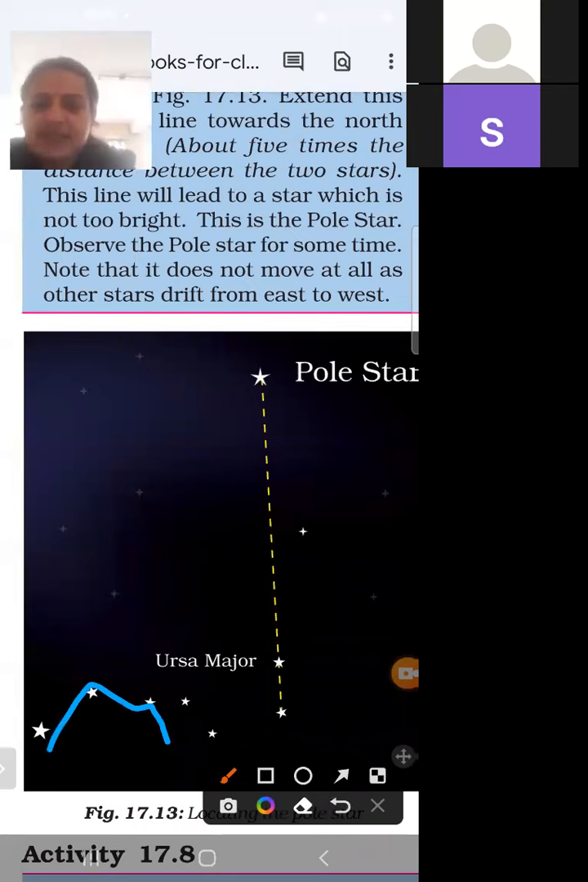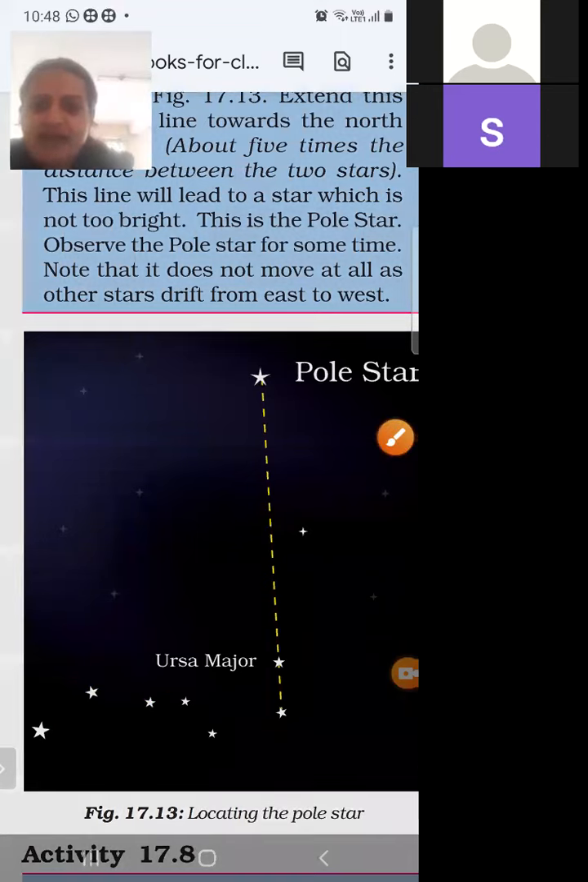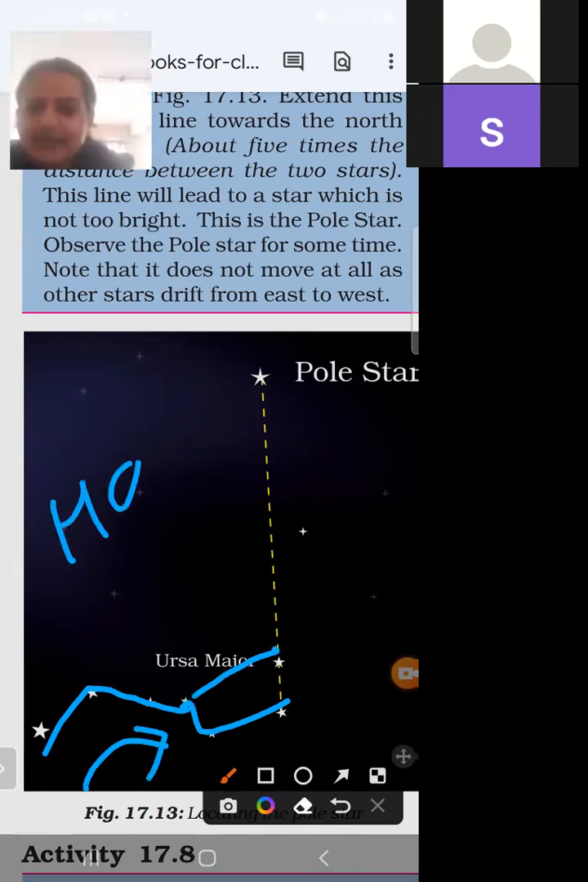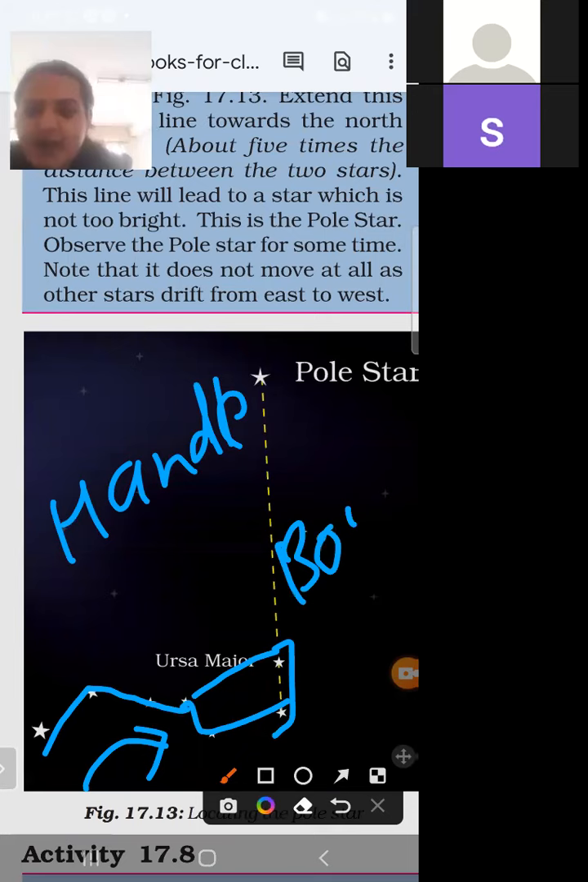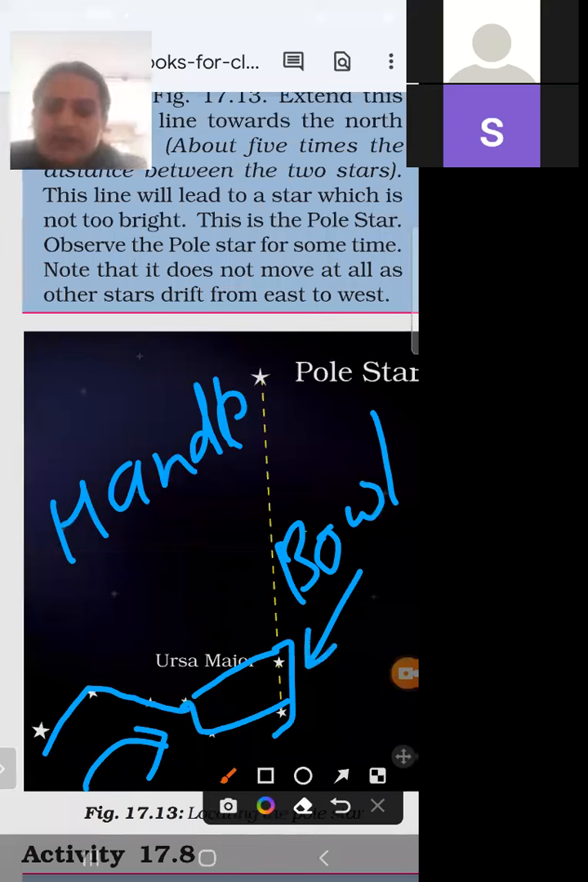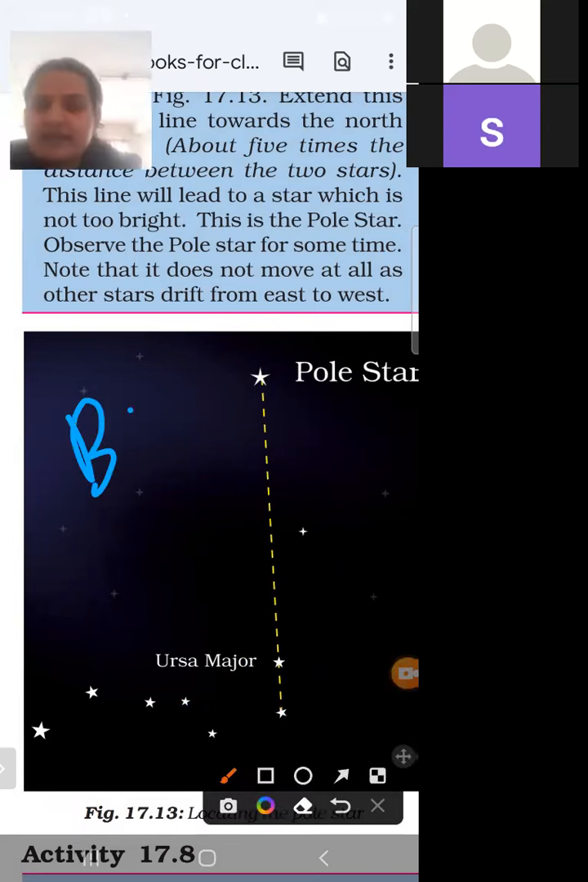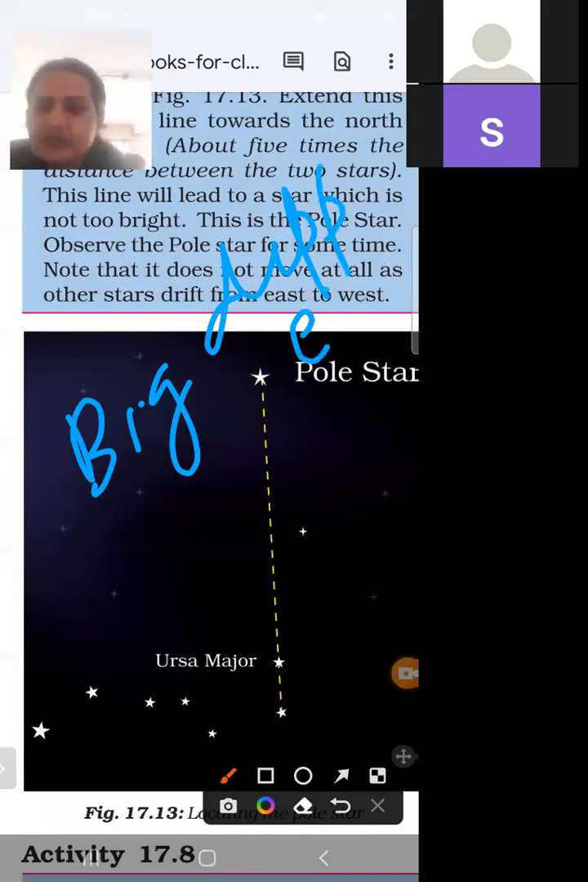The shape is similar to the ladle, with 3 stars on the handle of the ladle and the remaining 4 stars at the bowl of the ladle. So it is also called Great Bear, Ursa Major, or Big Dipper.